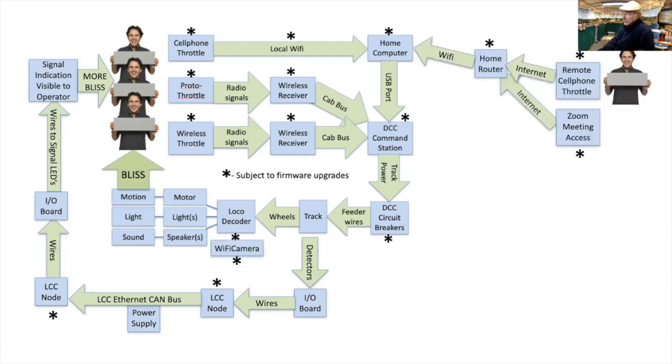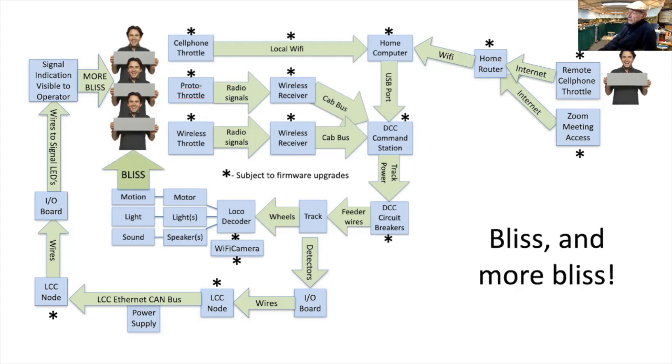Now, of course, if you're going to actually have a remote operating session, have your dispatcher located in a different city or your engineers, that's another can of worms that involves getting remote cell phone throttle and Zoom meeting access through the internet into your home router, and then through the Wi-Fi to the home computer that you have hooked up to your DCC command station and your signaling system. So it's just nothing but bliss and more bliss.